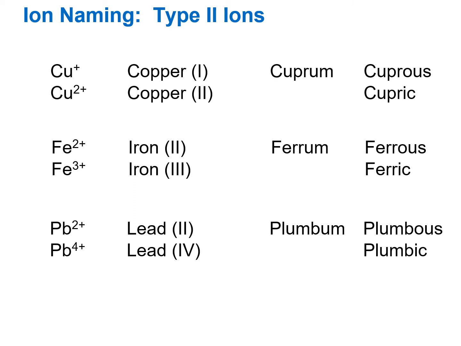So this is the old style naming. It lets you know greater than, less than, but doesn't let you know the number. I actually like to say copper and iron and lead, 2, 4, 3, whatever it is. I actually like that. So this is what we'll be using moving forward, just so you know.